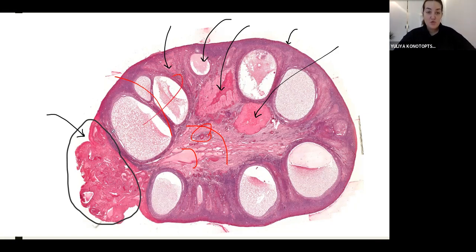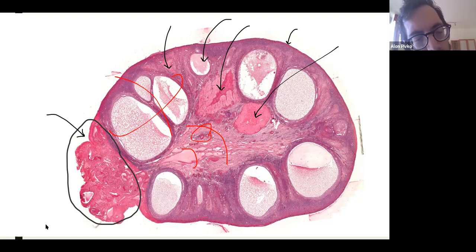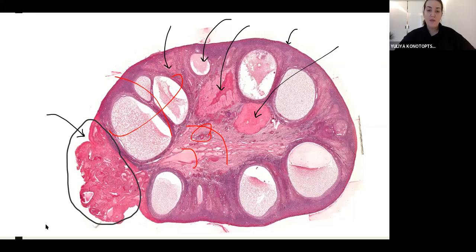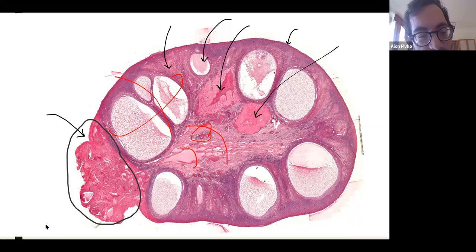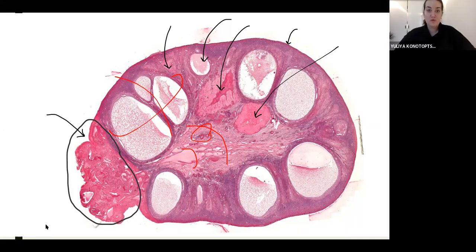And this is the cortex, and you can clearly see that there are some follicles here. These huge follicles are called atretic follicles, okay? So these ones are atretic follicles. What does atretic follicle mean? It means it's a dead follicle. You remember how many follicles do we choose monthly? We choose from 15 to 20. And of those 15 to 20, how many will mature? One. Only one of them will mature. So what will happen to the rest of the 14?